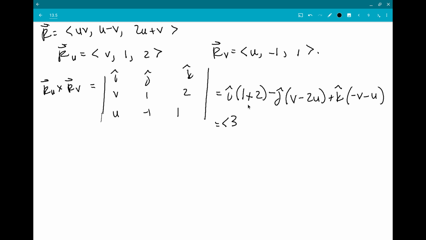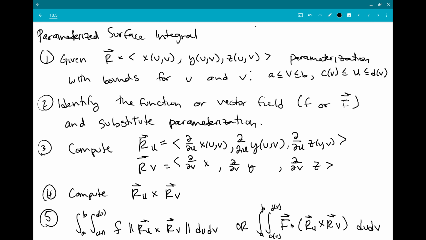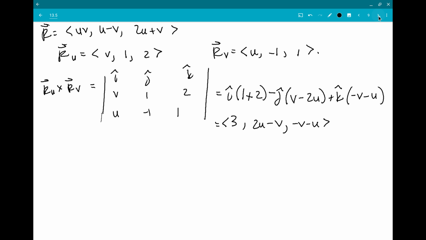So that's going to be 3i hat, (2u minus v) j hat. Remember that negative sign flips the j hat component. And then (minus v minus u) k hat. And then my formula is going to involve f dotted with this component. So we're looking at this one right here.